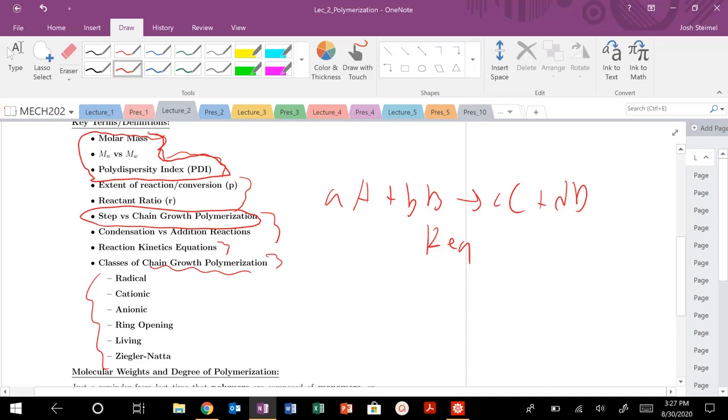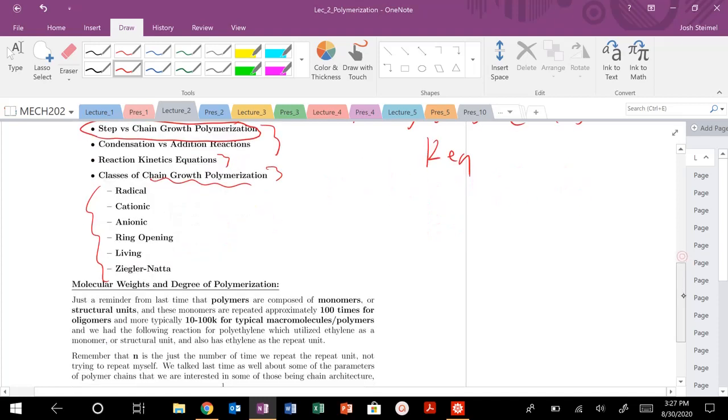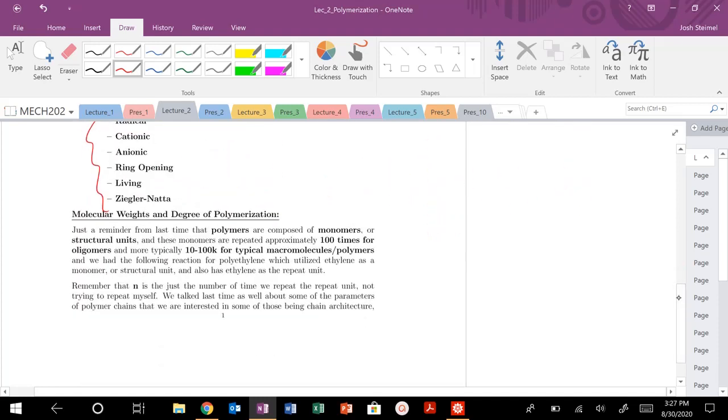That'll be enough. Molar mass, and some of these other key critical parameters that we need to characterize as polymer scientists, because again, we saw last time how structure affects properties. These quantities will also affect the properties of your polymer.